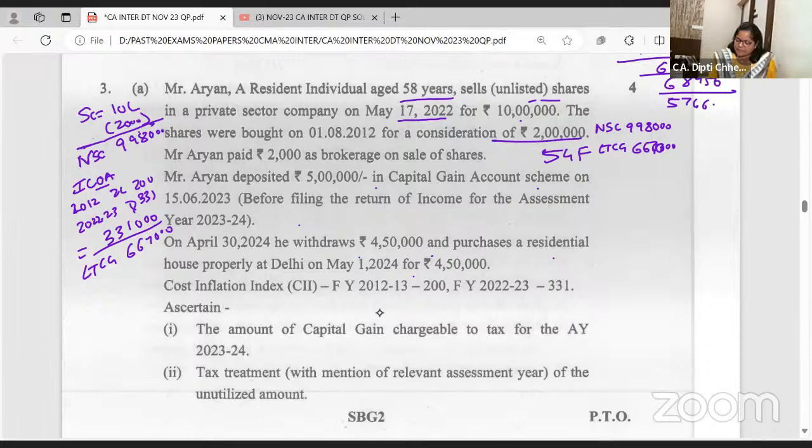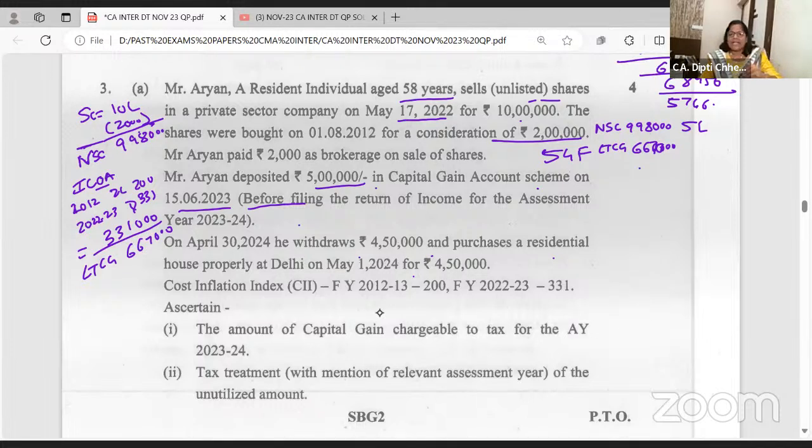6,67,000 is equal? And how much have you invested in the capital gain account scheme? If you are not able to put the money, you can put it before the due date of filing the return in capital gain. You still get a deduction, that you don't have a good house yet, you will buy when you get one. 5 lakh. So you get a proportionate deduction in 54F. If your net sale consideration, not gross, was 998 and capital gain is this much, why did you invest only 5 lakh in the house?